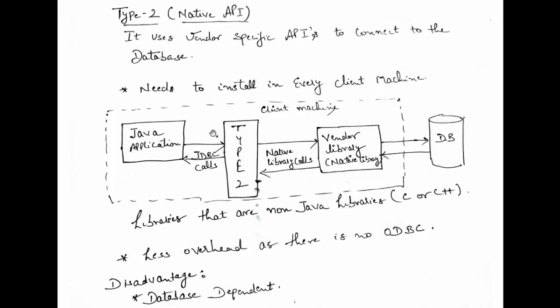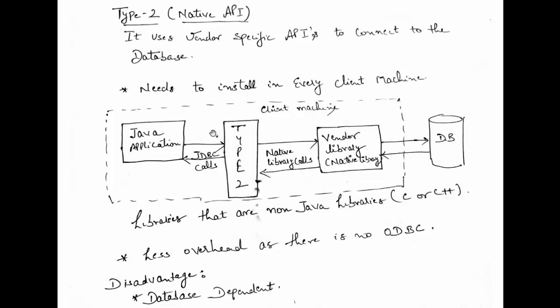So the JDBC calls are converted into database specific native library calls that are easily understandable by the database. Every database must provide a vendor native library. It is the responsibility of the database to provide a vendor native library so that communication between the database and this native library happens with the help of native library calls, which are converted by the type 2 driver that takes the JDBC call as input.